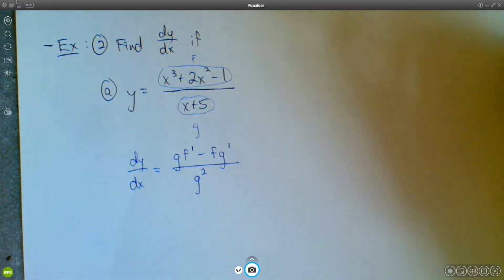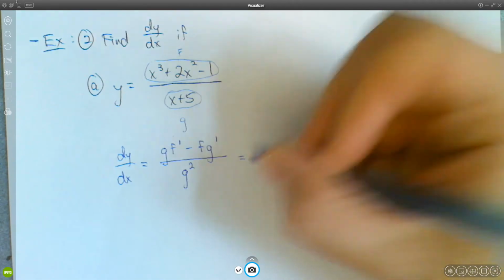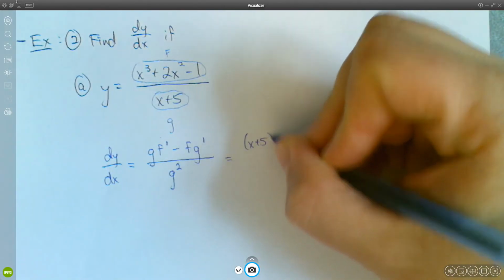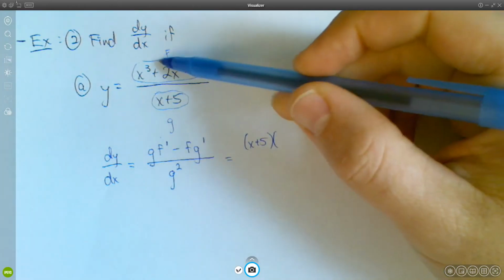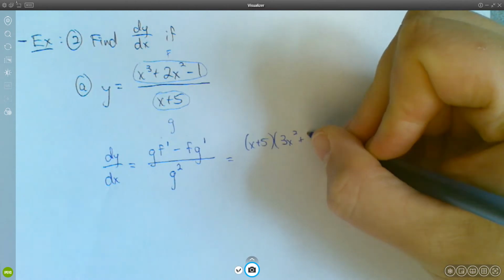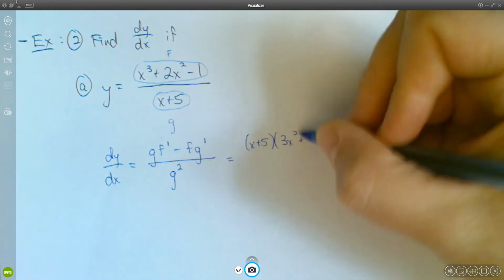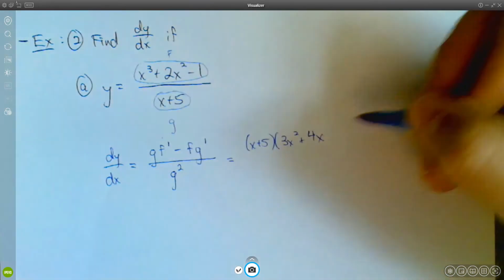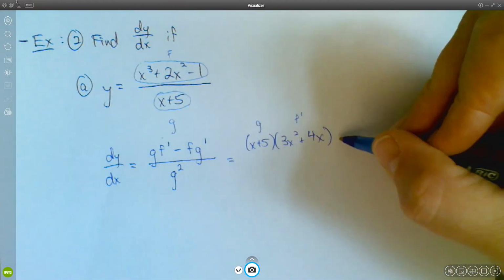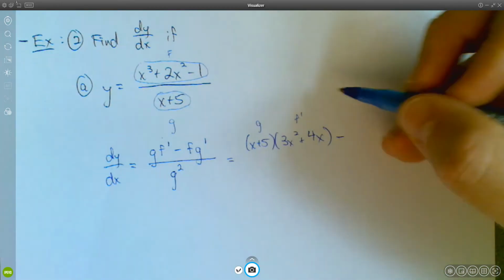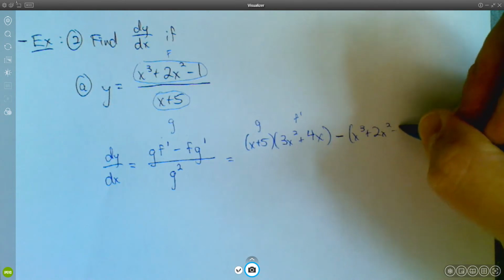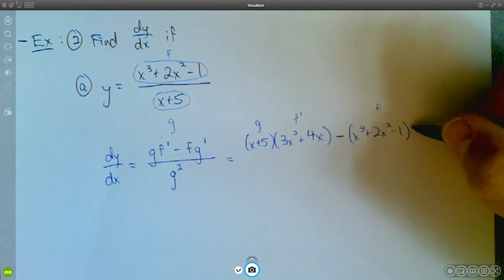Okay. Well, so let's do this then. We're going to do g times f prime, that's going to be 3x squared, plus 2 times 2 is 4, 2 minus 1 is 1, so 4x, and then 0. So this is g f prime. Then we're going to do minus f, that's x cubed plus 2x squared minus 1, times g prime.